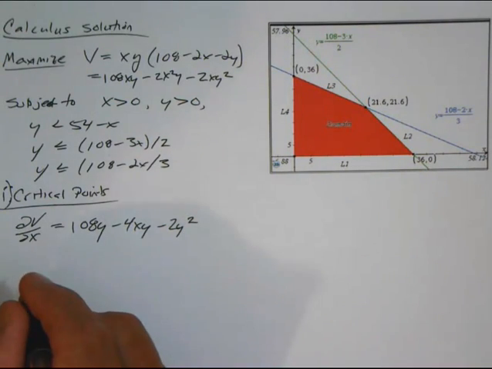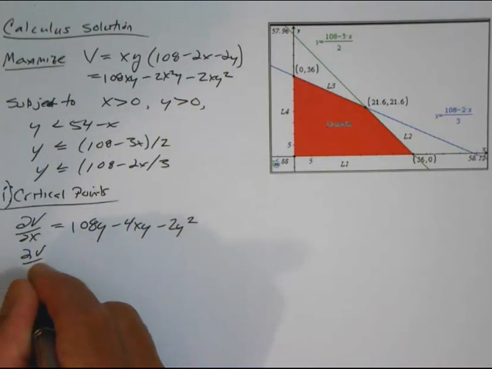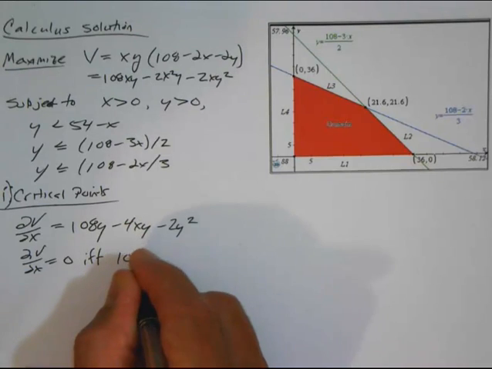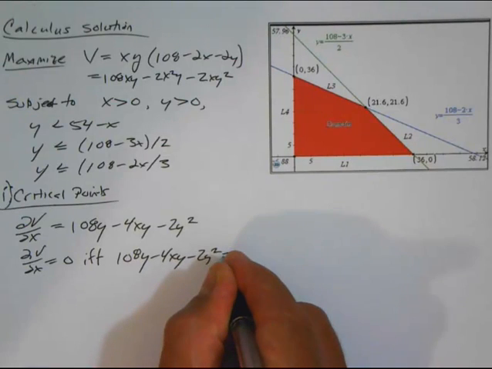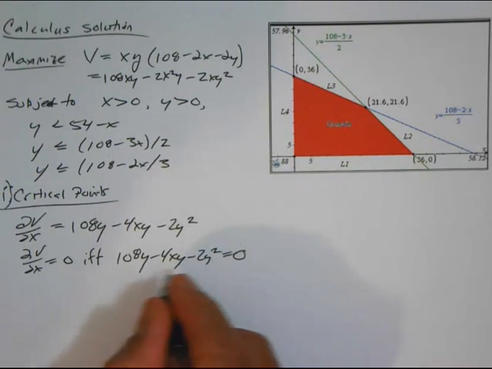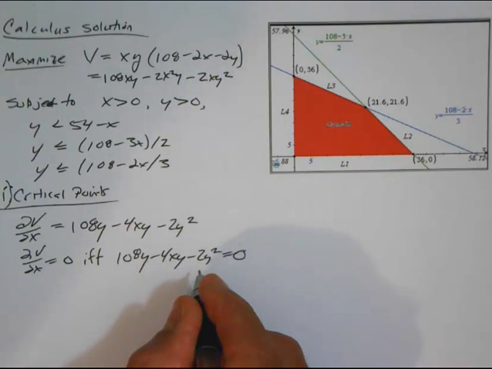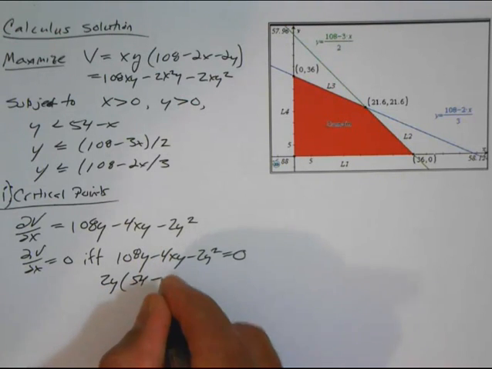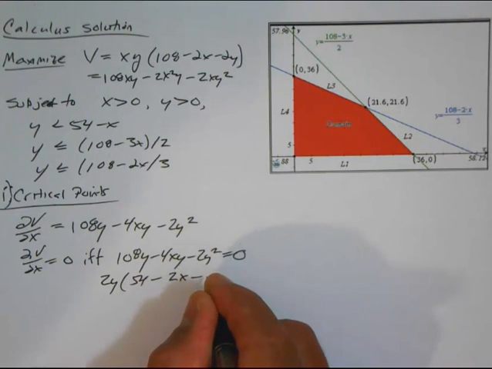Alright, and the concern for a critical point, first of all, is dv dx equaling 0. That'll occur if and only if 108y minus 4xy minus 2y squared is equal to 0. Okay, so we start working on this equation here. Well, it looks like a factorization is immediately available. Take advantage of that, of course. 2y factors out, leaving behind 54 minus 2x, and then minus a y.